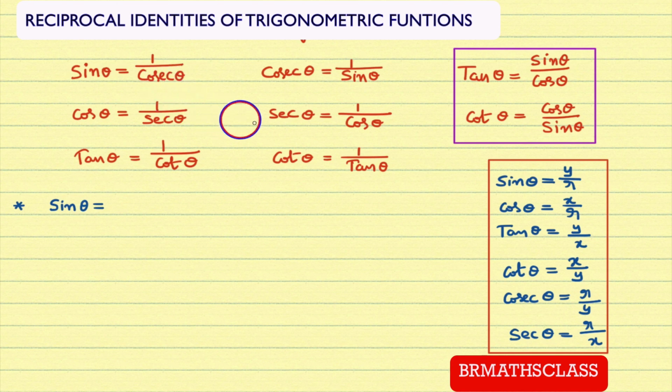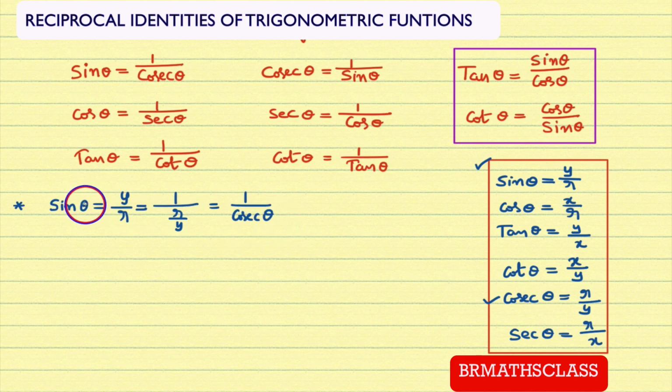In earlier classes, the 6 trigonometric functions are defined like this. Sin theta is defined as y by r. Y by r we can write as 1 divided by r by y. What is r by y? R by y is cosecant theta. So, the reciprocal formula of sin theta is 1 by cosecant theta.